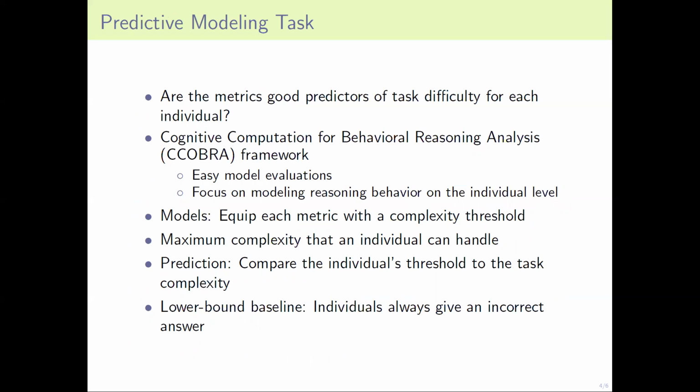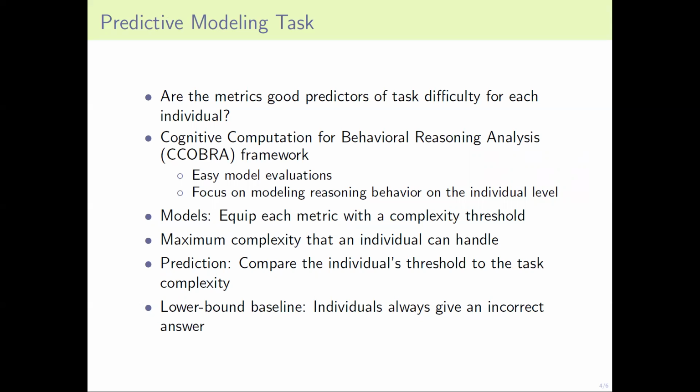We use the C-COBRA framework to model human reasoning behavior on the individual level. We did a coverage analysis, which allows models to fit on each individual participant, and then we see the model's ability to represent the participant's behavior. We created the models by equipping each metric with a complexity threshold. This represents the maximum complexity that an individual can handle. We then fit the model's thresholds to each individual.